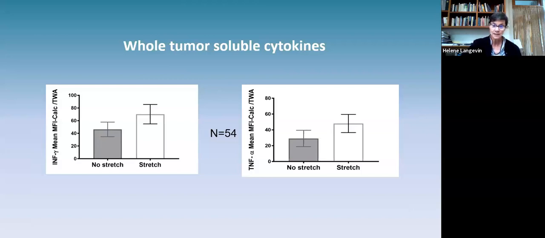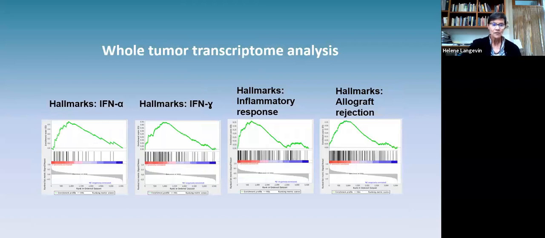And so we did a transcriptome analysis to look at gene expression. Again, we found enrichment of gene signatures related to inflammation in the stretch group. Now, the increase in genes related to interferon gamma was particularly interesting due to the important role that interferon gamma plays in cytotoxic adaptive immunity.